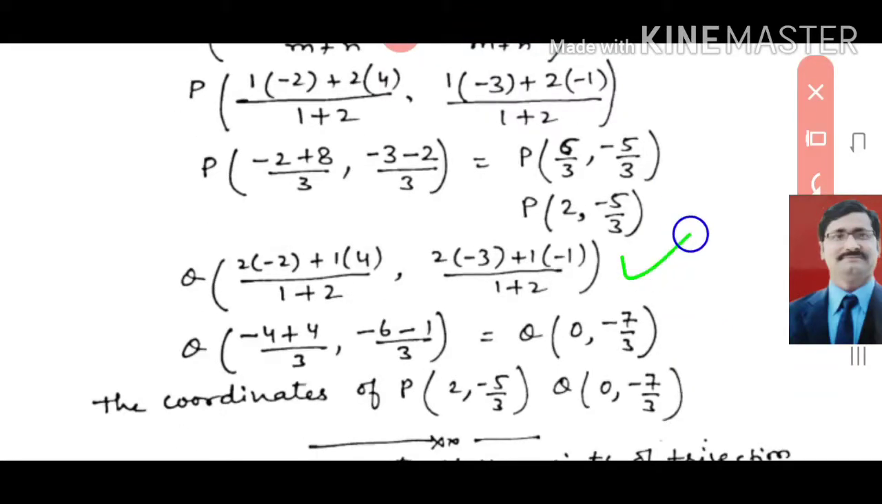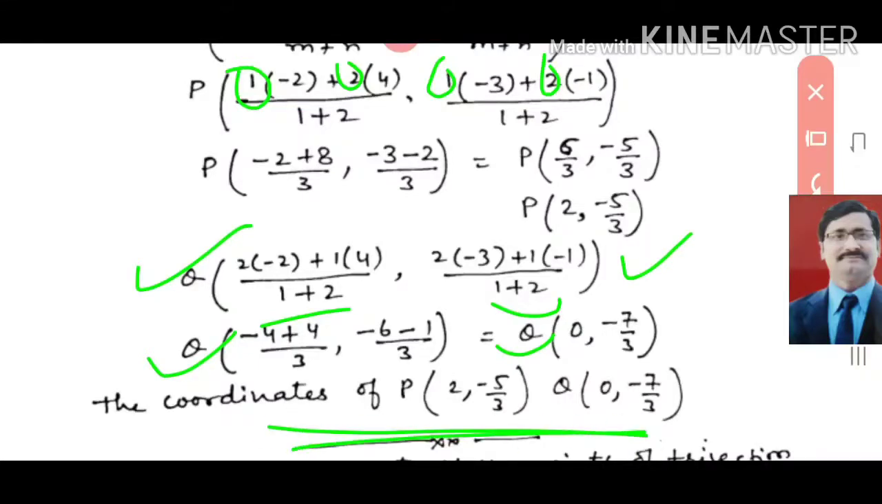Look here, in the same way we will find Q. In Q, in place of 1 you can write 2 and in place of 2 you can write 1. Only this change, 1 and 2 become 2 and 1. You will get the coordinate Q: (2 into -2 plus 1 into 4) upon (1 plus 2), (2 into -3 plus 1 into -1) upon (1 plus 2). 1 plus 2 or 2 plus 1, you can write any, both are correct. You will solve and get Q as (0, -7/3). So the coordinate of P is (2, -5/3) and Q is (0, -7/3).